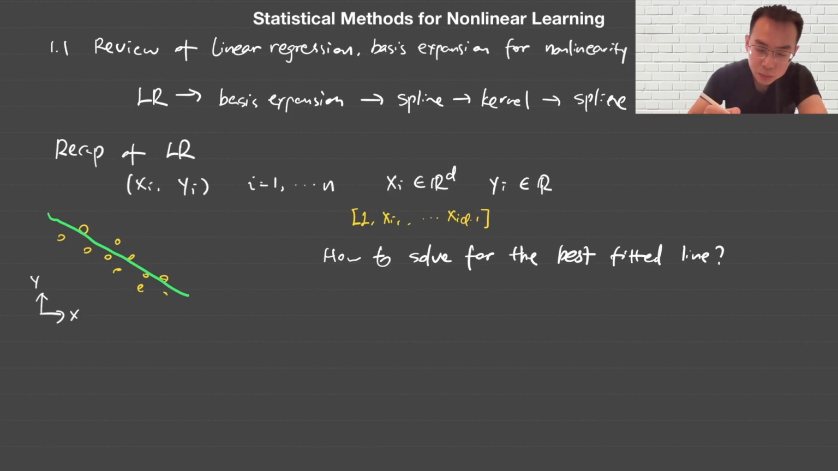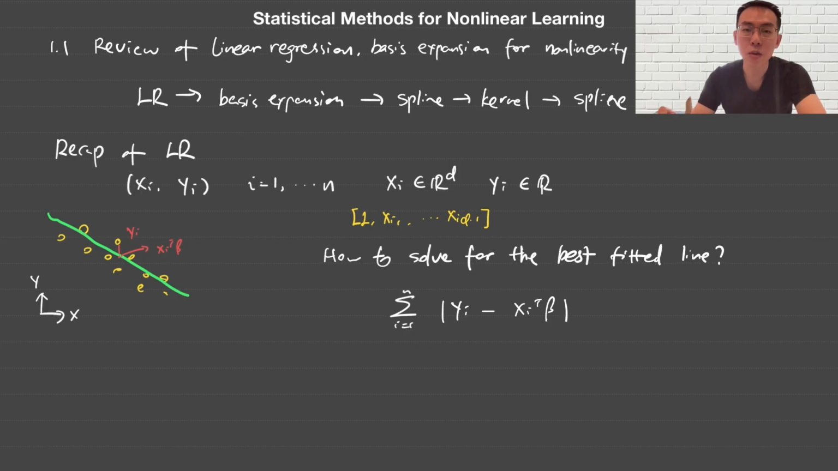Well, let's consider this problem geometrically, and I can say that the best line is obtained when it lies close to the points. That means the distance between each point, say this point is yi, to the line is the smallest. So its corresponding point here is xi transpose beta. Then we can write down the distance in this way as yi minus xi transpose beta. We can take the absolute value and then sum over all the data points. So that's the total distance.